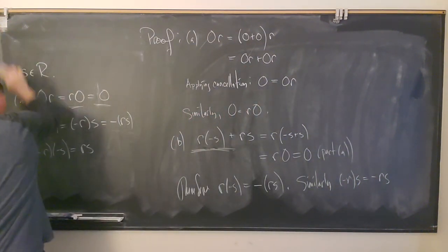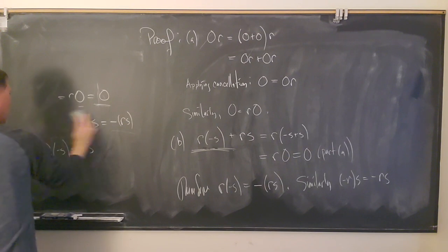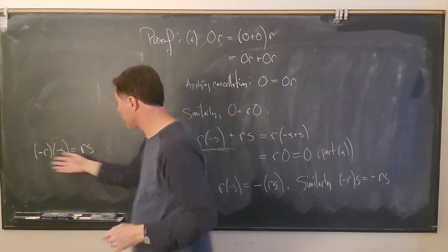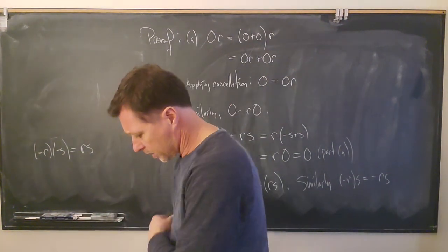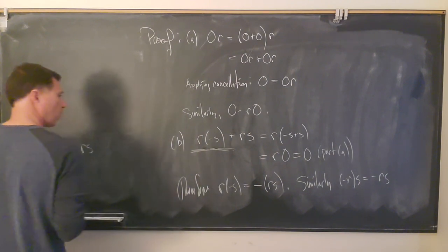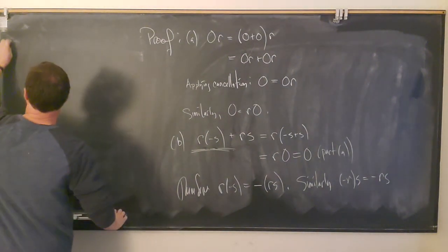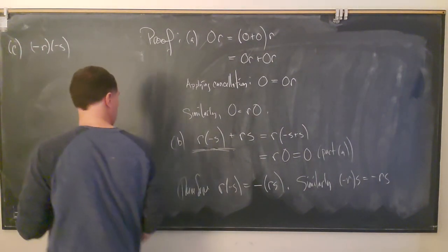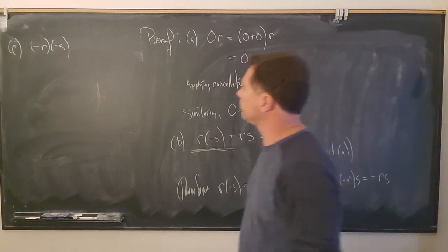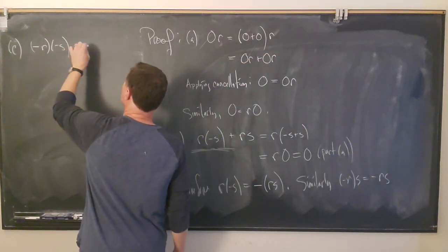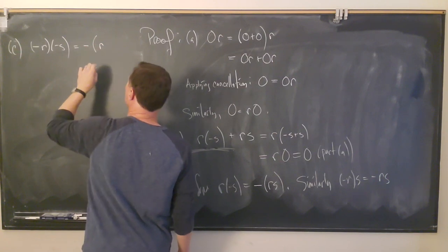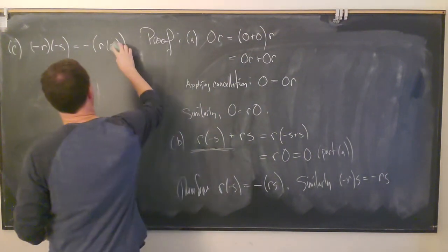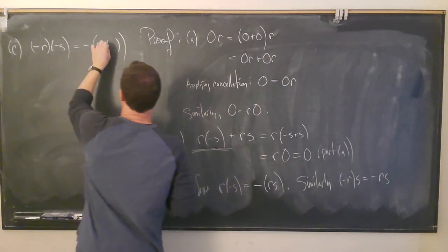Okay, now for the last piece. So what do I need to do? I need to show that these two things are equal. Okay, so let's do part C. Let's start off by looking at minus R times minus S, and this is equal to minus R times minus S.